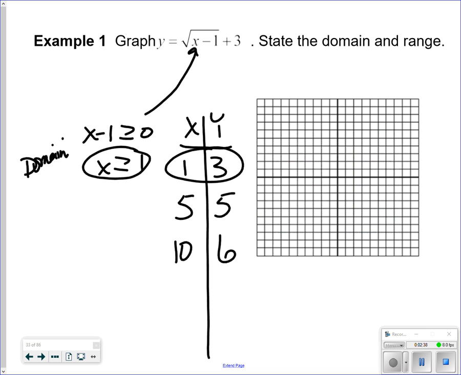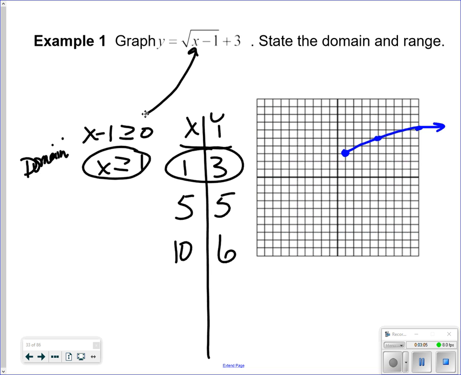So now I'm going to actually graph it. So I have the point 1, 3, 5, 5, and 10, 6. Notice it's like a ray. It only goes in one direction. It does not go in the other direction.